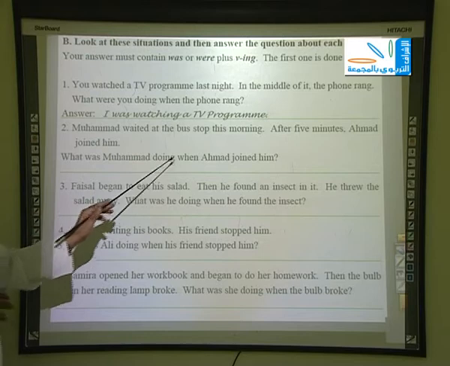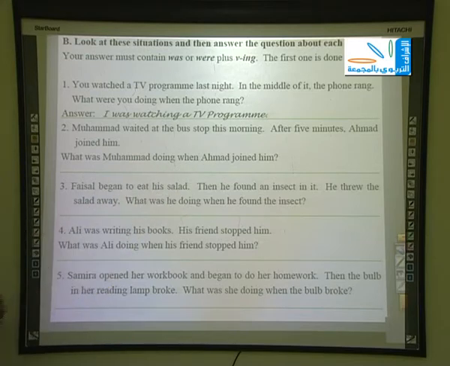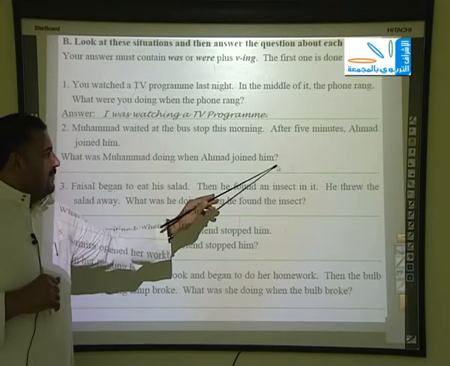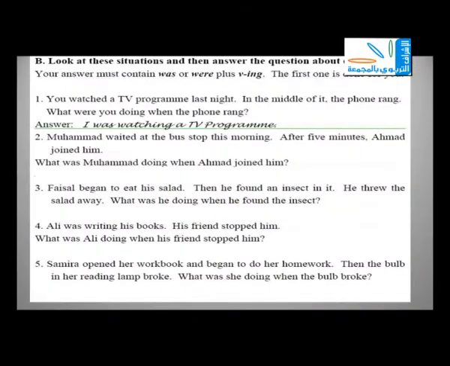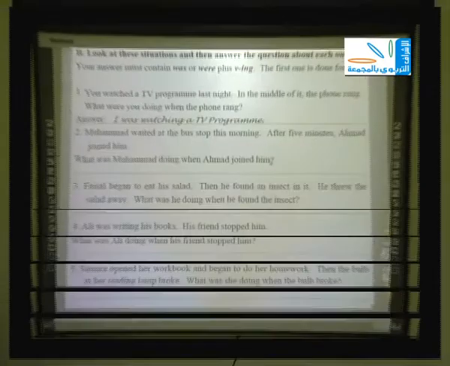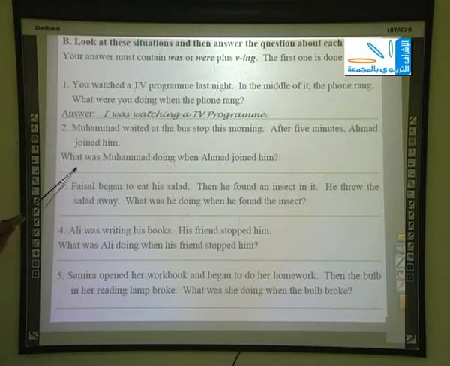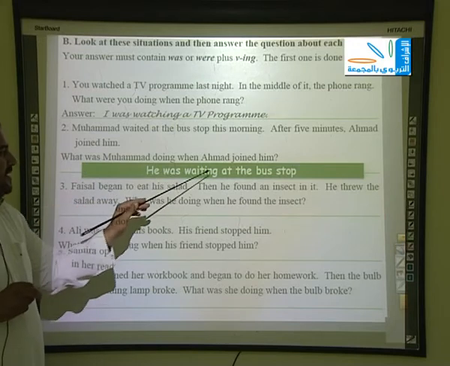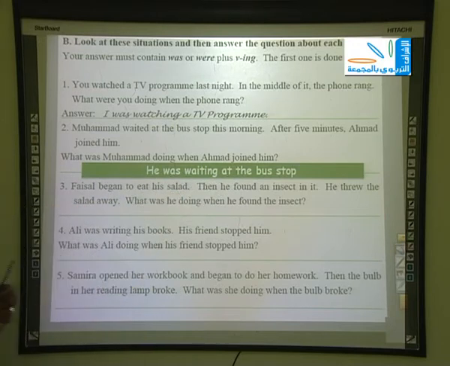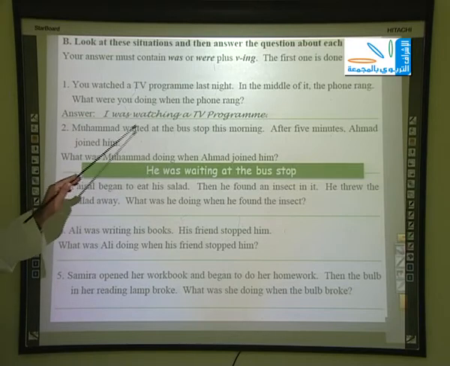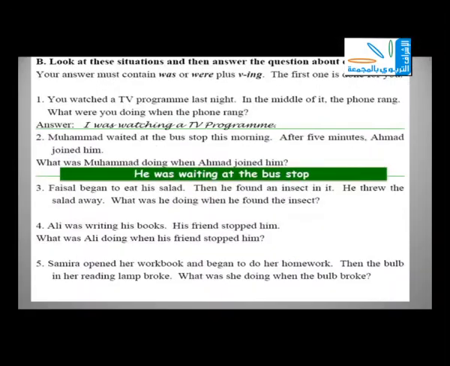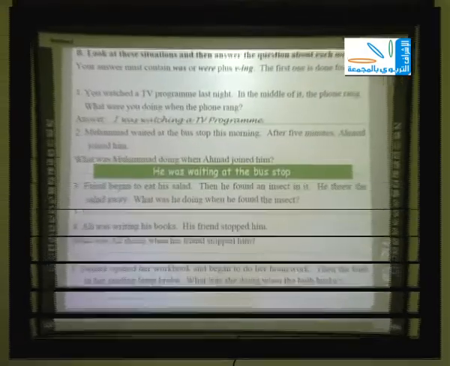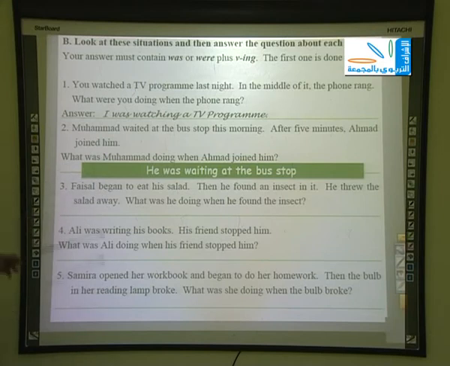What was Muhammad doing when Ahmed joined him? So we can use this part to form a complex sentence using the conjunction word when, as we saw before. So we can say, he was waiting at the bus stop. He refers to Muhammad. Muhammad was waiting at the bus stop this morning when Ahmed joined him.